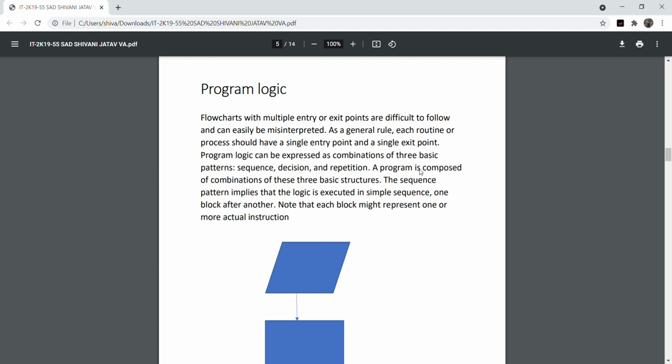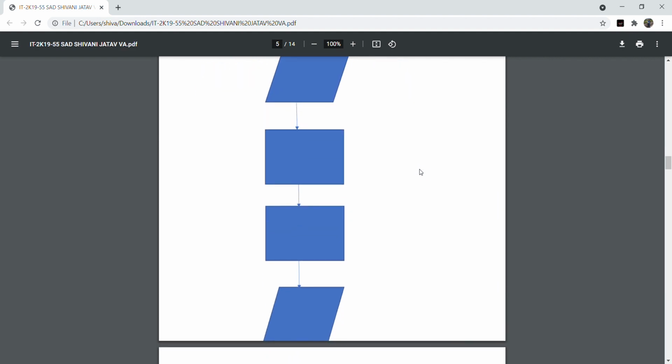The sequence pattern implies that the logic is executed in simple sequence, one block after another. Note that each block might represent one or more actual instructions.